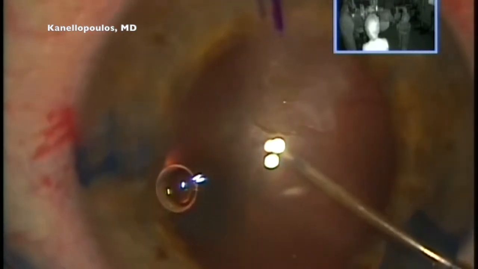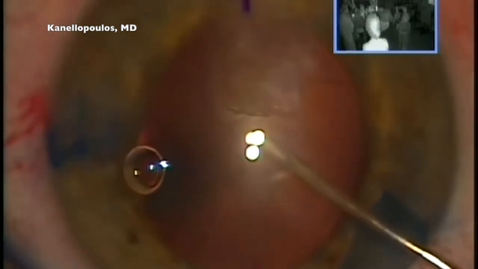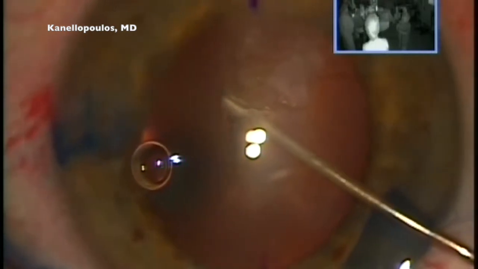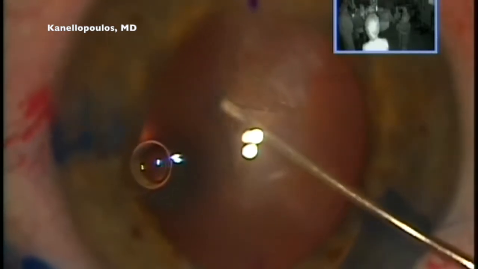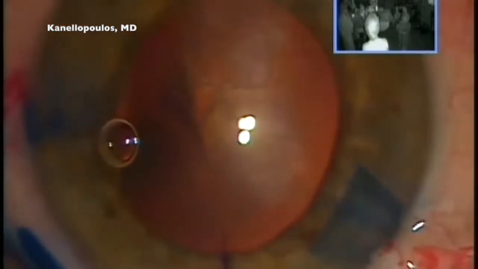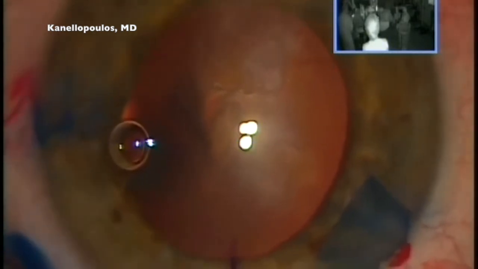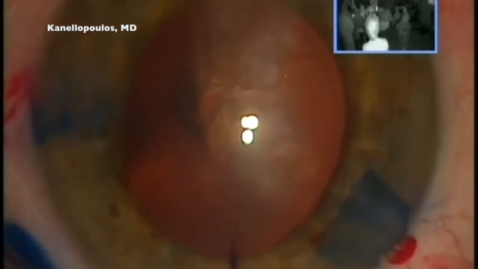commencing the curvilinear capsulorhexis. This is a relatively young patient for cataract surgery, 63. Our average in our center for Greek patients is closer to 73, so maybe a decade earlier. We know that it's not just the corticosteroid use in this eye that has suffered from herpetic disease, because we're performing the same-day cataract procedure in the other eye as well.